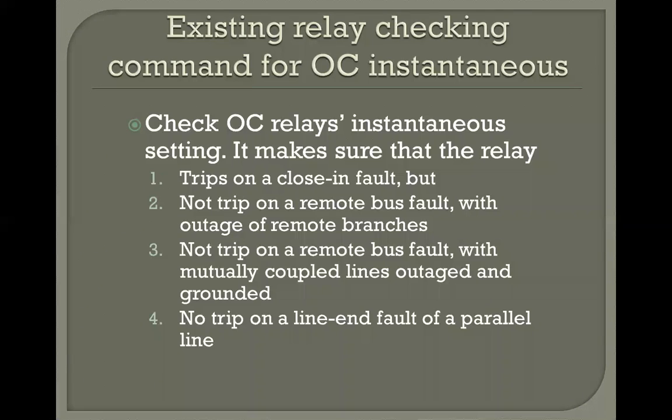Numbers 2, 3, and 4 are all things that it should not trip on. Number 2 says it should not trip on a remote bus fault with or without outages of the branches at the far end of the line. Number 3 says it should not trip on a remote bus fault with mutually coupled lines outaged and grounded. Now this is an option because in a lot of utilities they do not ground the lines that are outaged, so this would not be something that you care about. Number 4 says it should not trip on the line end fault of a parallel line.